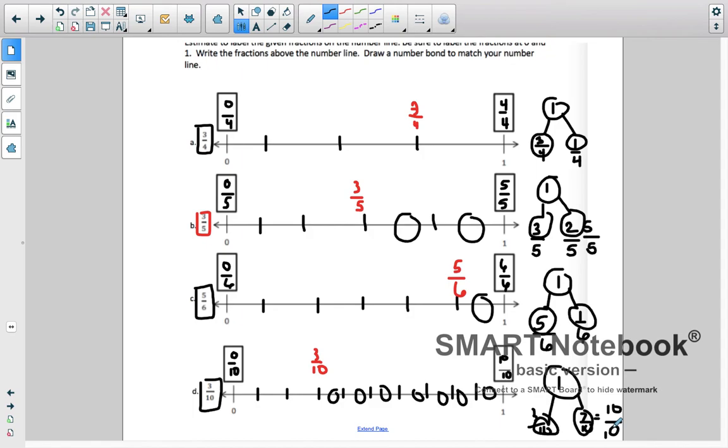Count the spaces to find that other number. You would label the fraction that you found, and then think about how many spaces it is going to be from the number that you found to 1 whole. Okay, let's move on.